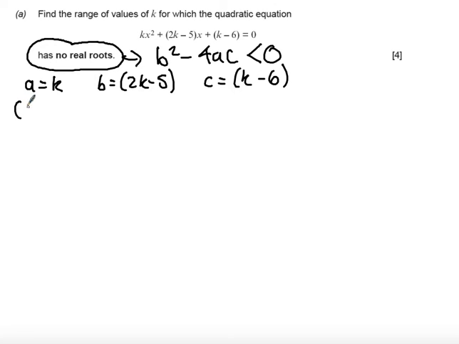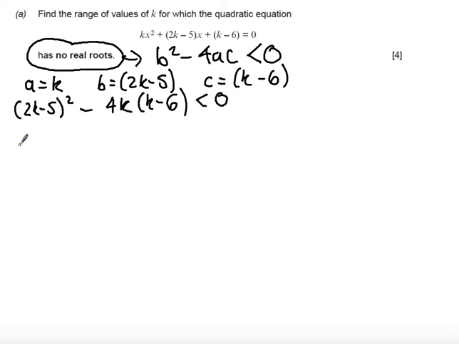So b squared will be (2k minus 5) squared, minus 4 times a, which is k, so I'm just going to write that as 4k straight away, times (k minus 6). All of this is going to be less than 0. So now I've got to expand and simplify.